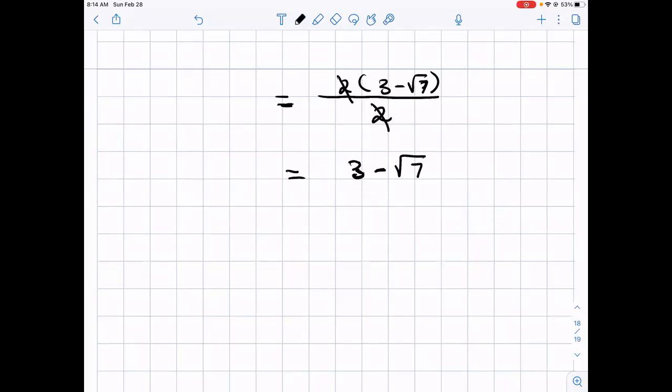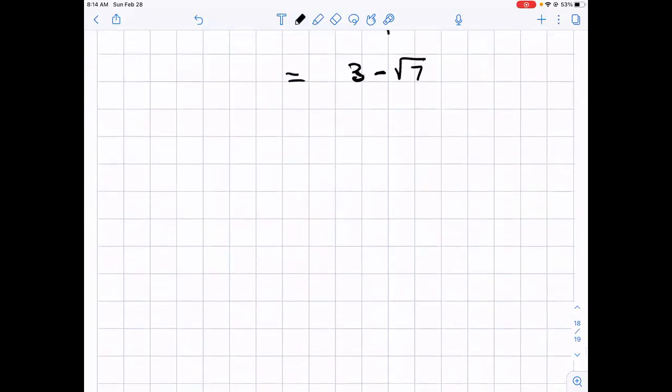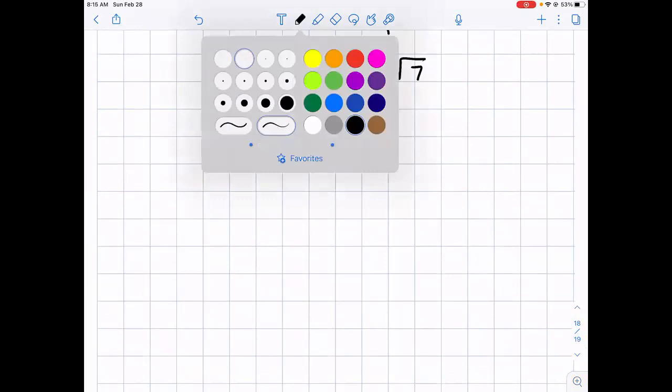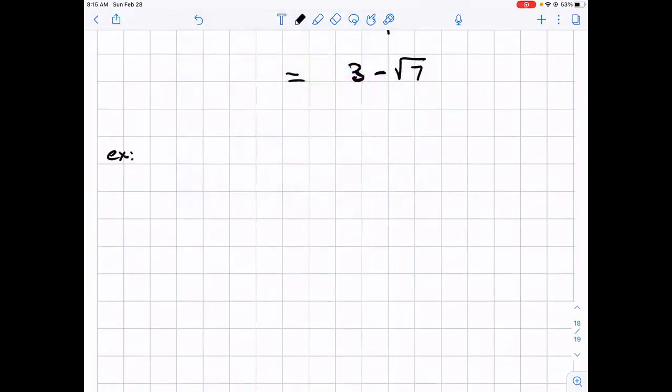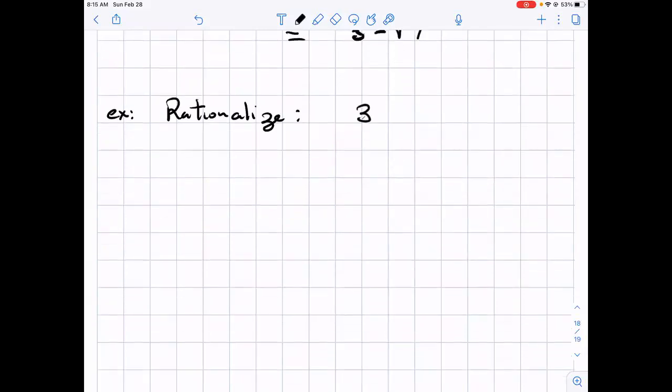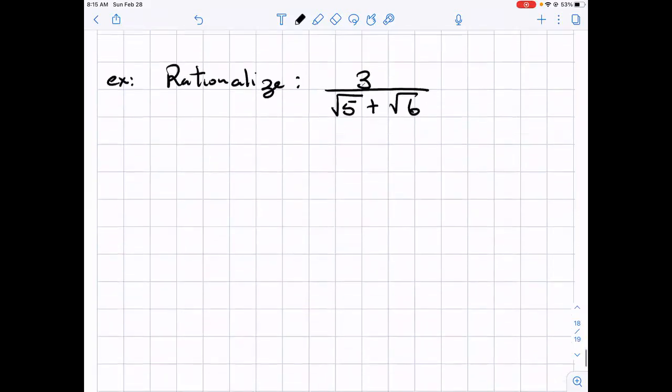Now, we can also write this as a rational exponent. Let's look at one more example. Simplify or rationalize. How about if we have 3 divided by the square root of 5 plus the square root of 6? If we're rationalizing, we have to multiply by the conjugate.